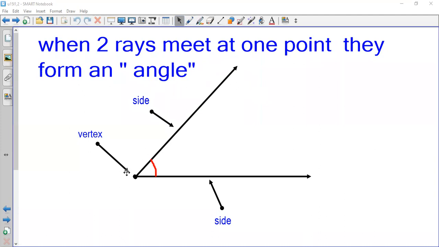If we have two rays like this shape and these two rays meet at one point, we call this shape an angle. So to form an angle, we need to have two rays and they meet in one point. This point will be called a vertex. And these two rays, each one will be called a side. So an angle has two sides and one vertex.